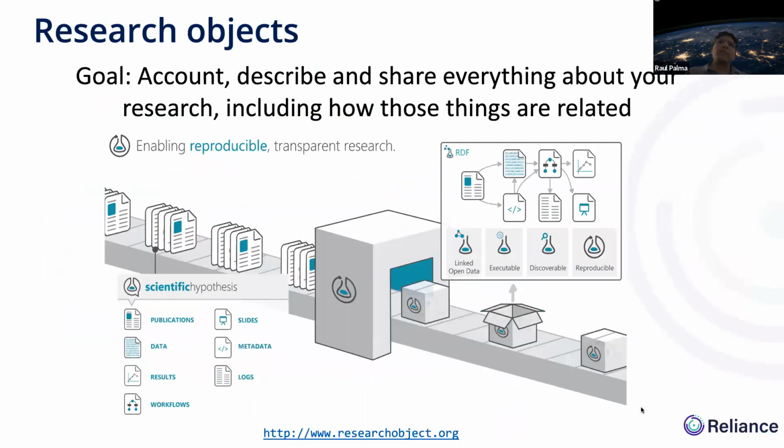But in order to understand all of these concepts, we need to go back to what a research object is. The research object is a logical container, which aims to account, describe, and share everything about a particular research, including the context of how things are connected, the people involved in the investigation, and the organizations supporting the investigation. Everything, the context and the resources, is packed in the research object. That's how you can see it.